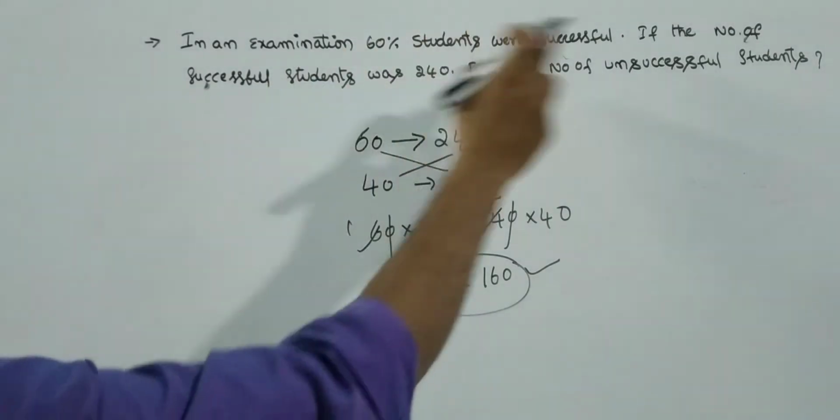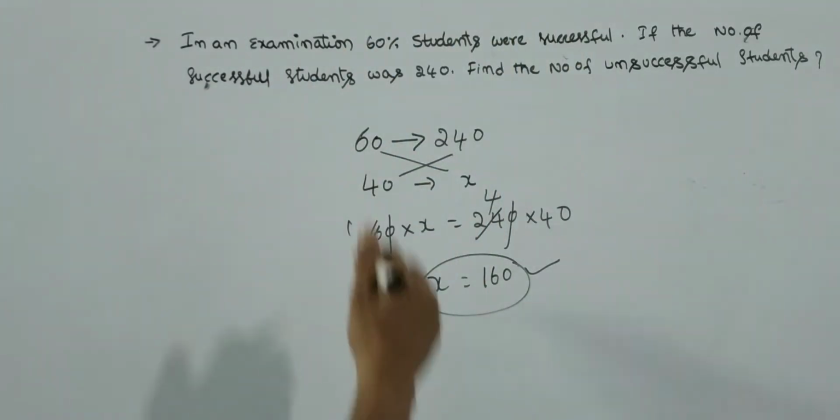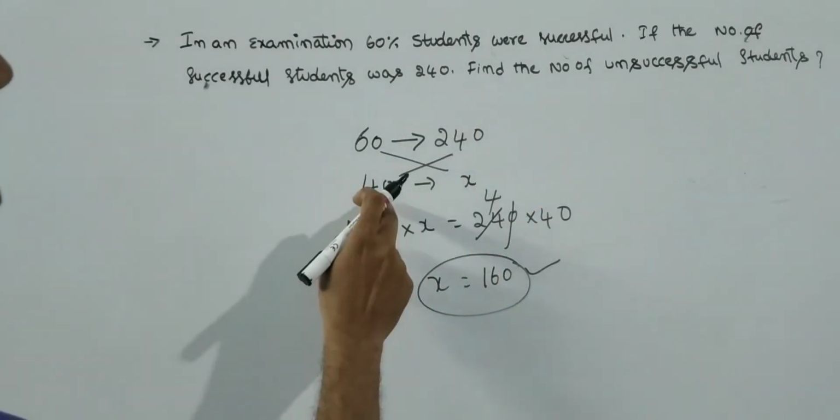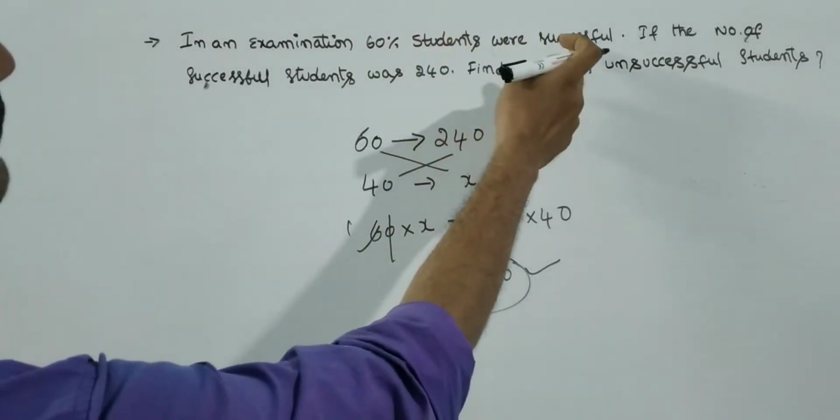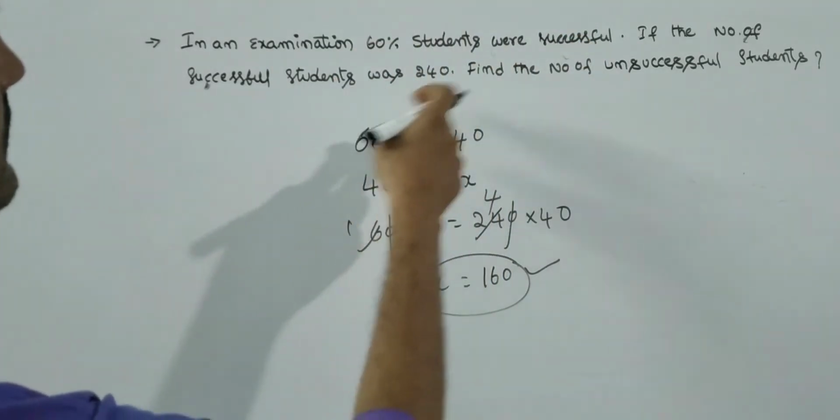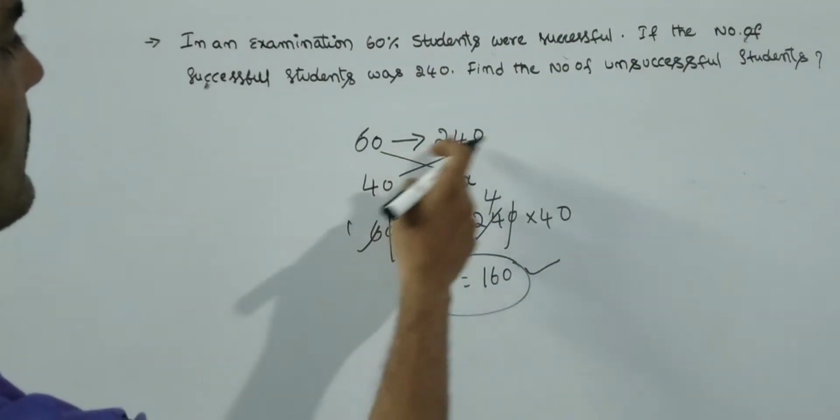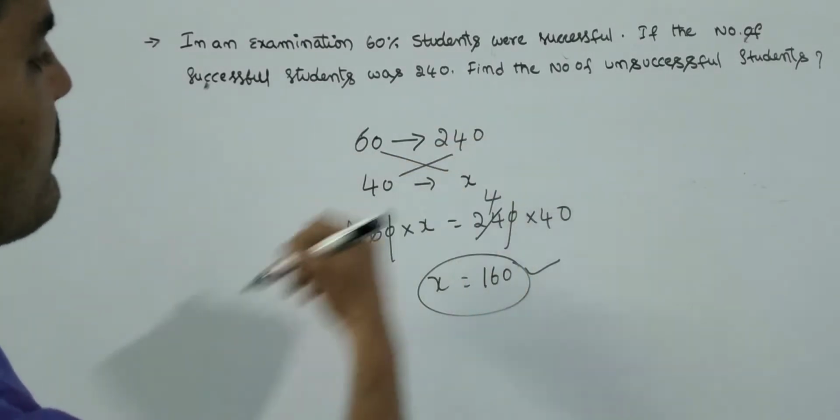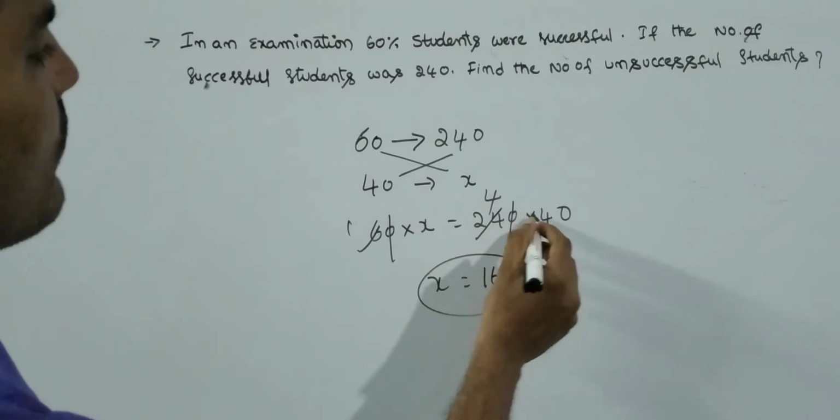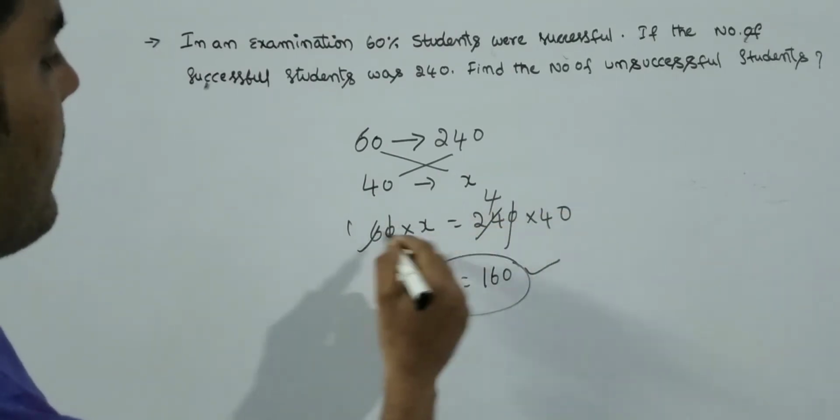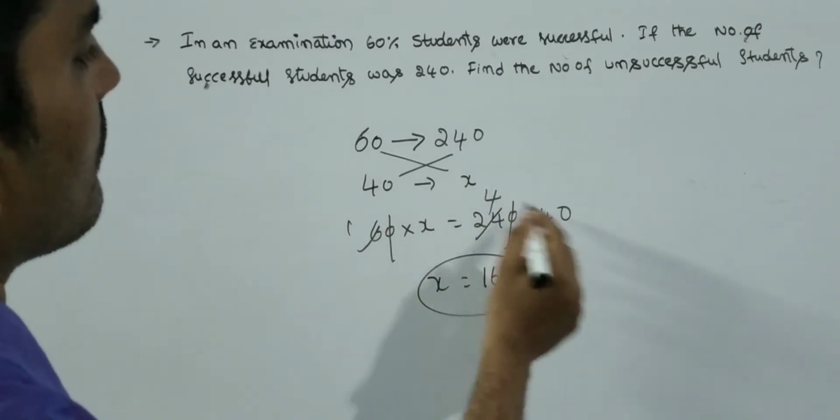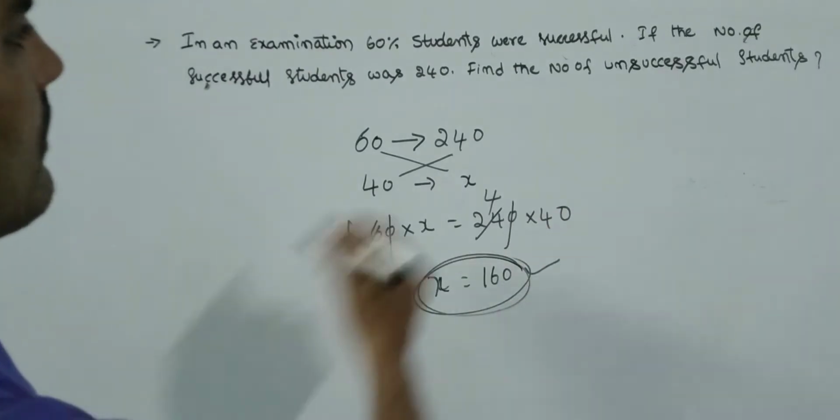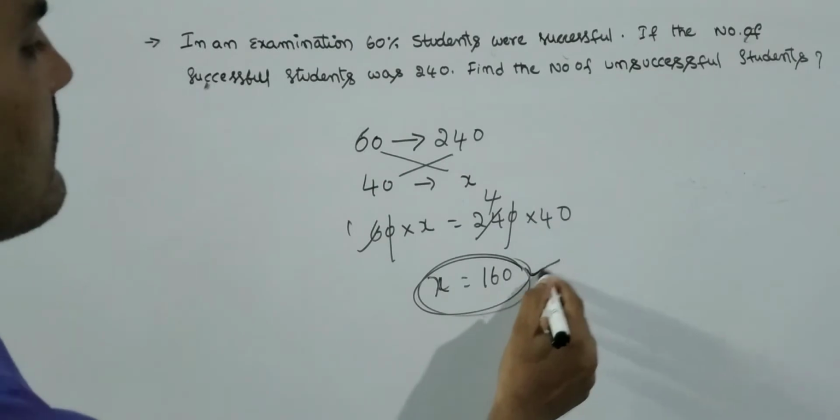See friends, while reading the problem itself, we can get the answer. 60% equals 240. Then 40% is how much? What is 40? 60 is the successful students. That means the remaining 40% is the unsuccessful students. So 60 equals 240, 40 equals how much? I go for cross multiplication. 60 into x equals 240 into 40. 0 0 cancel, 6 4 are 24. Then 4 4 are 16, 0. So x equals 160. So the total number of unsuccessful students is 160.